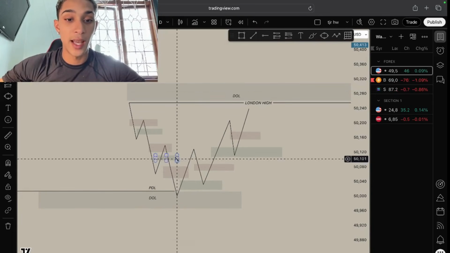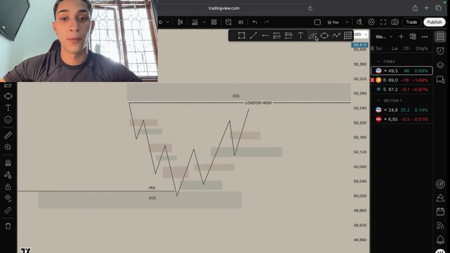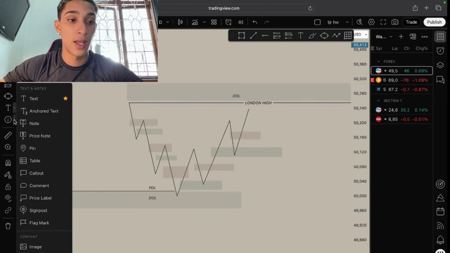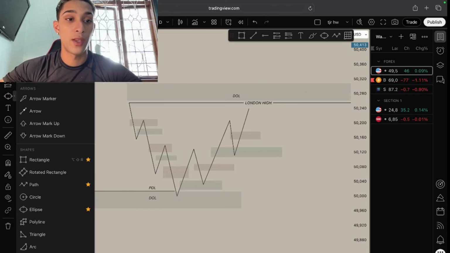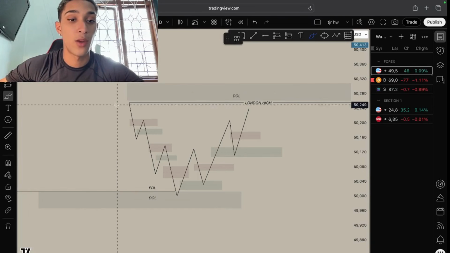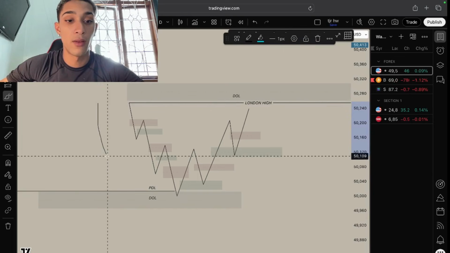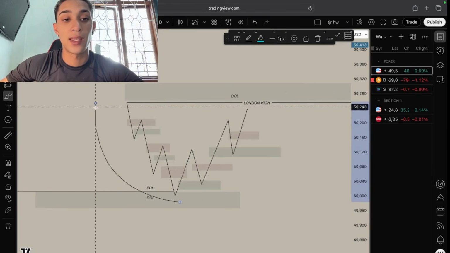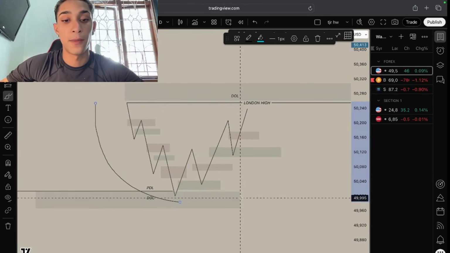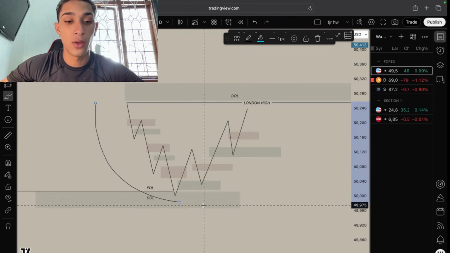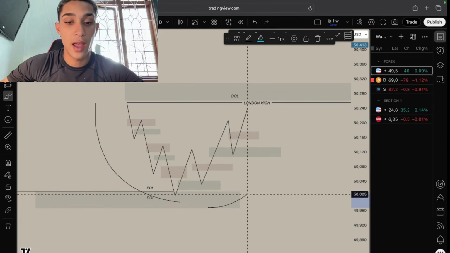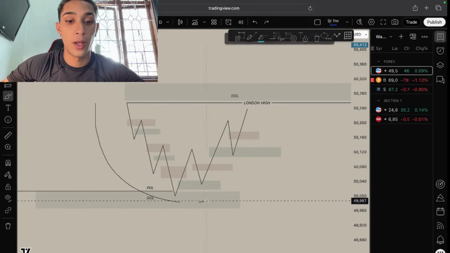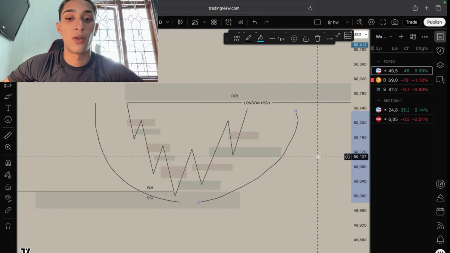So the idea is that if we look over here, let me just get a little paintbrush. The idea is that from this zone, let's just say here we had swept a key liquidity point. From there down here, this curve is us being inside a market maker sell model. And once sweeping this zone, we then entered a market maker buy model right there.